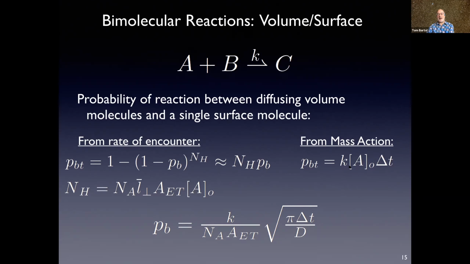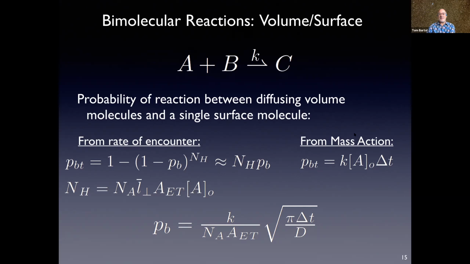So for mass action kinetics, this is the probability that our concentration of A molecules in our little volume will react in time delta T and bind to our single molecule of B. So that's why this is a probability of reaction. It's a probability that a single molecule of B will be bound after time delta T.